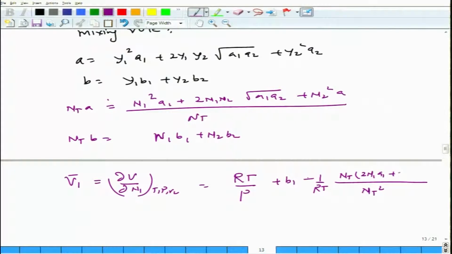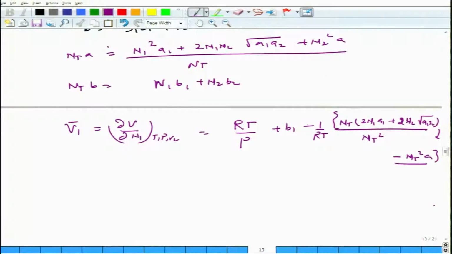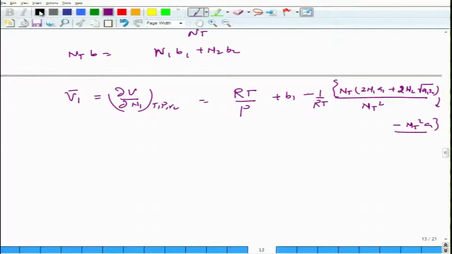Plus A1 A2, and within here we have minus NT square A. Okay. So, this is part of the numerator, minus NT square A. Now, you have this expression, you can now plug it into the right-hand side of the expression corresponding to the fugacity.